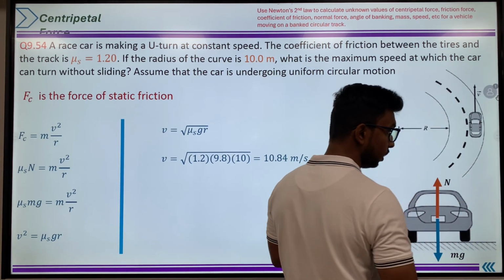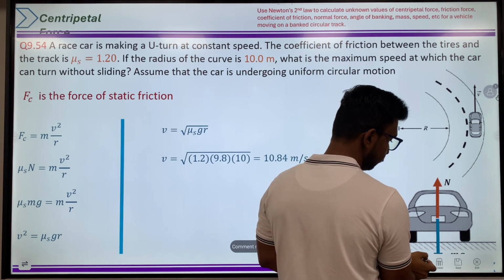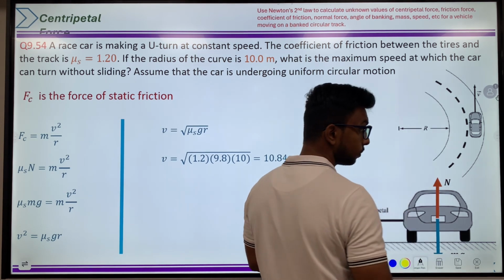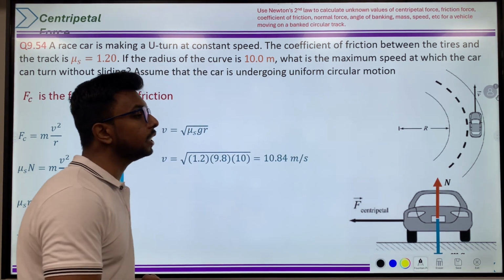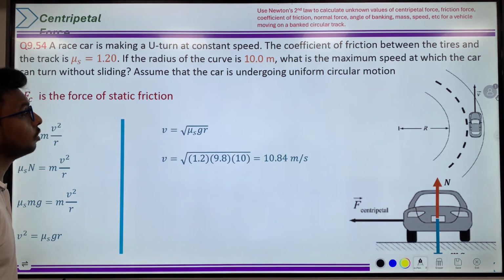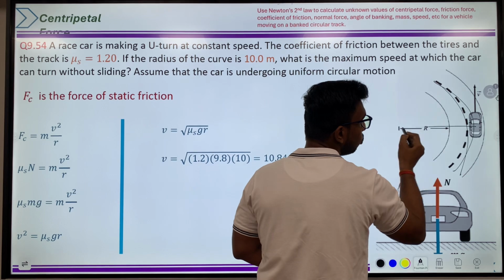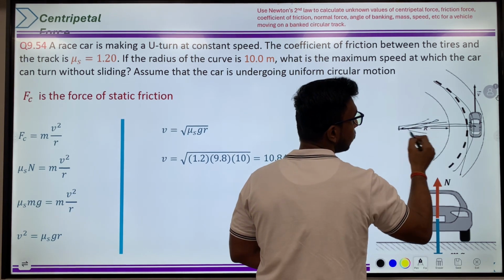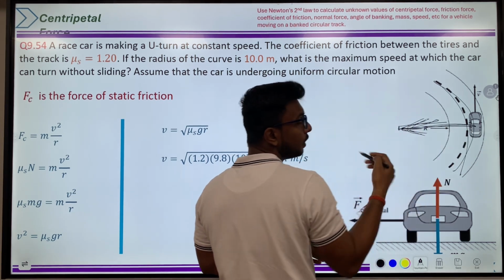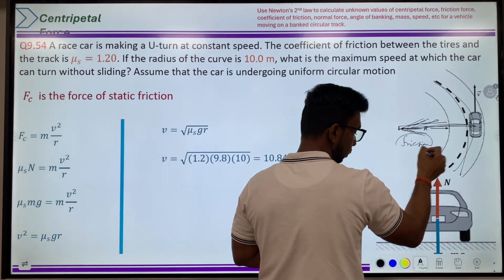Let's take this here. We have a race car which is making a U-turn at constant speed. The coefficient of friction between the tires and the tracks is mu equals 1.20. Now see, if it is turning, there is no force which can be applied towards the center. And if there is no force, what can be there? Friction. I need friction.